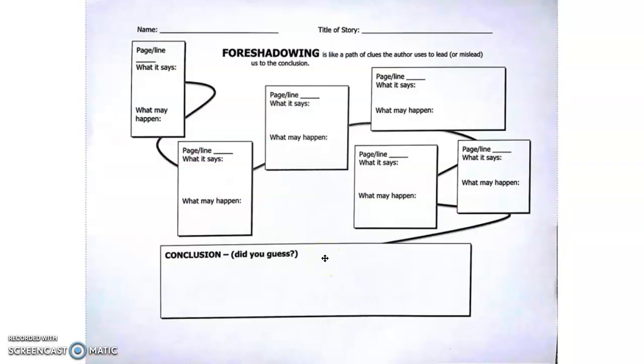And then this will be a worksheet that I will give to you when we read our book, which is a graphic organizer about foreshadowing. So as we can see, there's a definition: a path of clues that the author uses to lead or mislead us to the conclusion. And you will fill out what you think is foreshadowing and what you think may happen, and then the conclusion, and then it'll be like, did you guess it right?